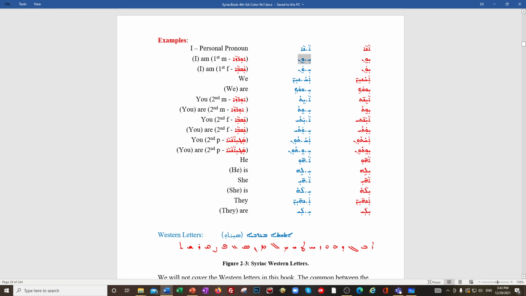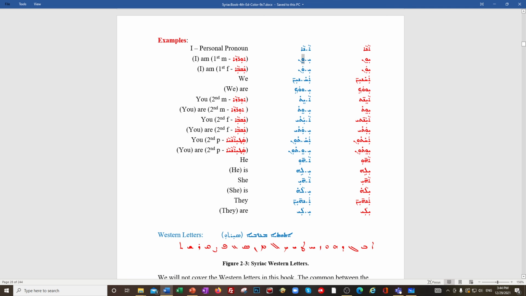Is am, from first person male, urza. So if I'm going to put those together, ana iwin, I am. Ana iwin. The third one, iwan. You see, E1. Look, what is the difference between those two?